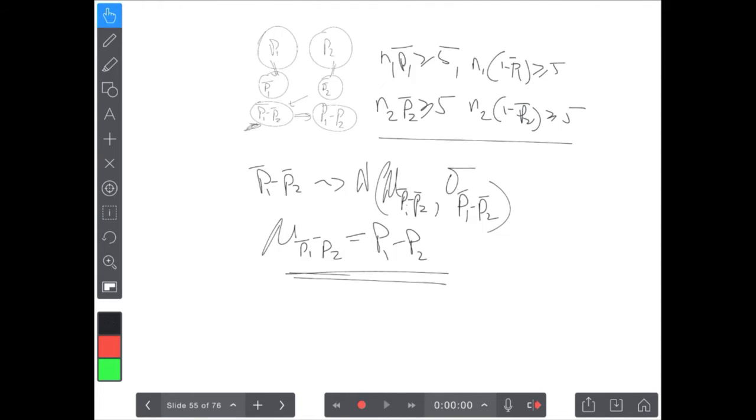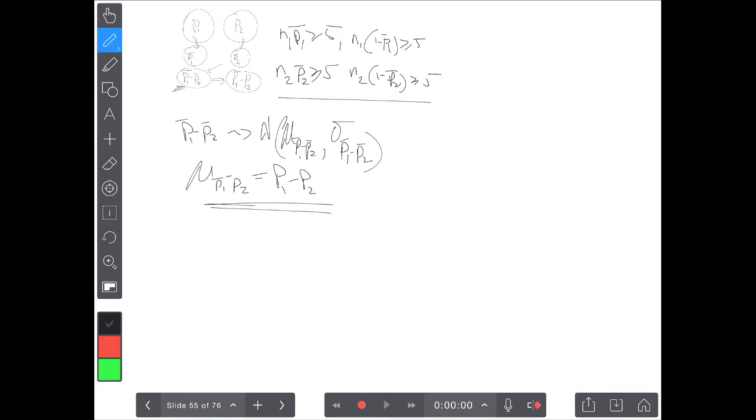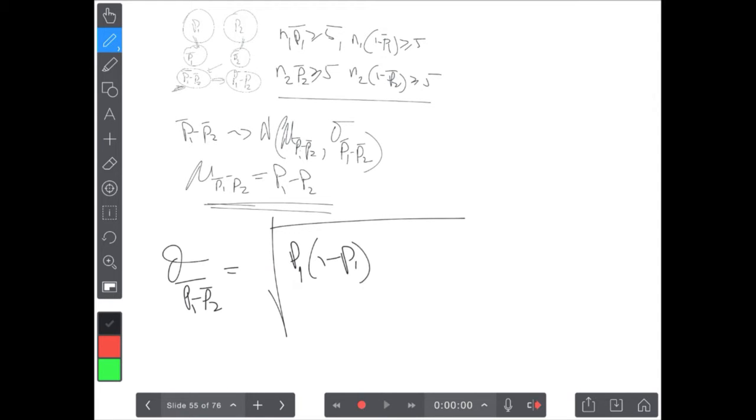The standard error, which is sigma P bar 1 minus P bar 2, is now given by, I shouldn't say P bar because right now we're actually assuming that we have the population proportions. So we'll use the population values of P1 times 1 minus P1 over n1 plus P2 times 1 minus P2 over n2. Now we know that when we work with sample data, we don't have the population values, so we'd have to replace those by the sample estimates.